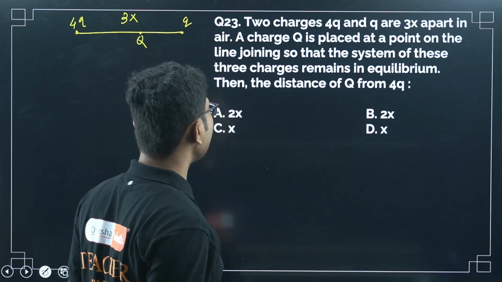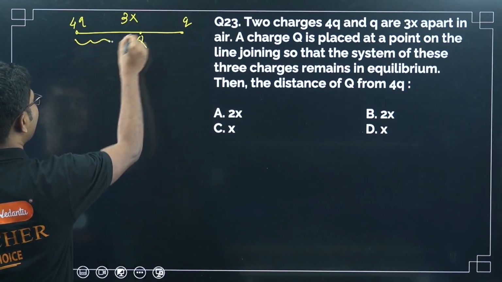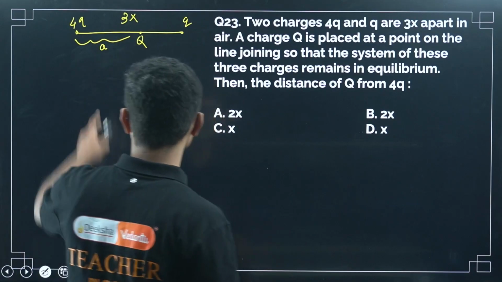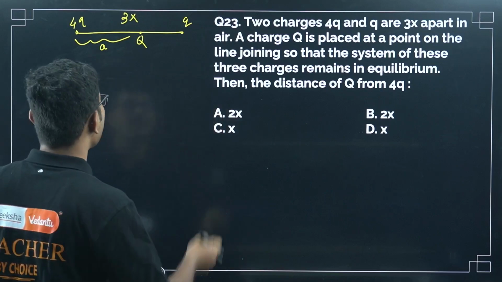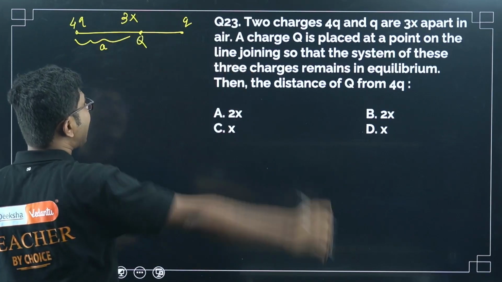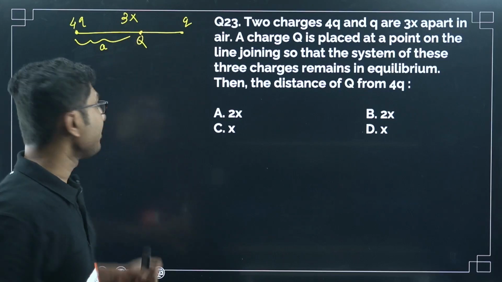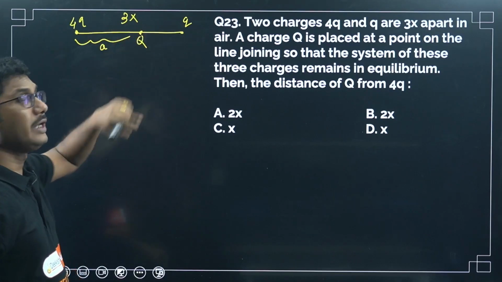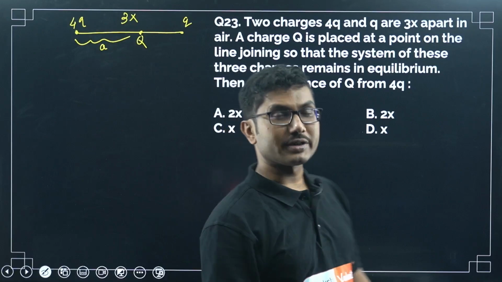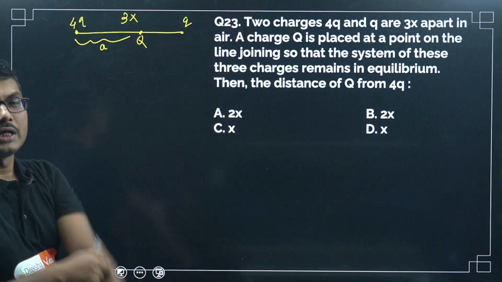If the system is in equilibrium, what is the distance of capital Q from 4q? Suppose this distance is A. They have asked you to find the distance A. To find this, you have to consider the charge Q itself. What are all the forces acting on this charge Q? First of all, the charge Q should be negative because these two charges are positive. Or, because the sign of small q is not given, if both charges are negative, then Q will be positive. So basically the polarity of capital Q will be opposite to that of these two charges.